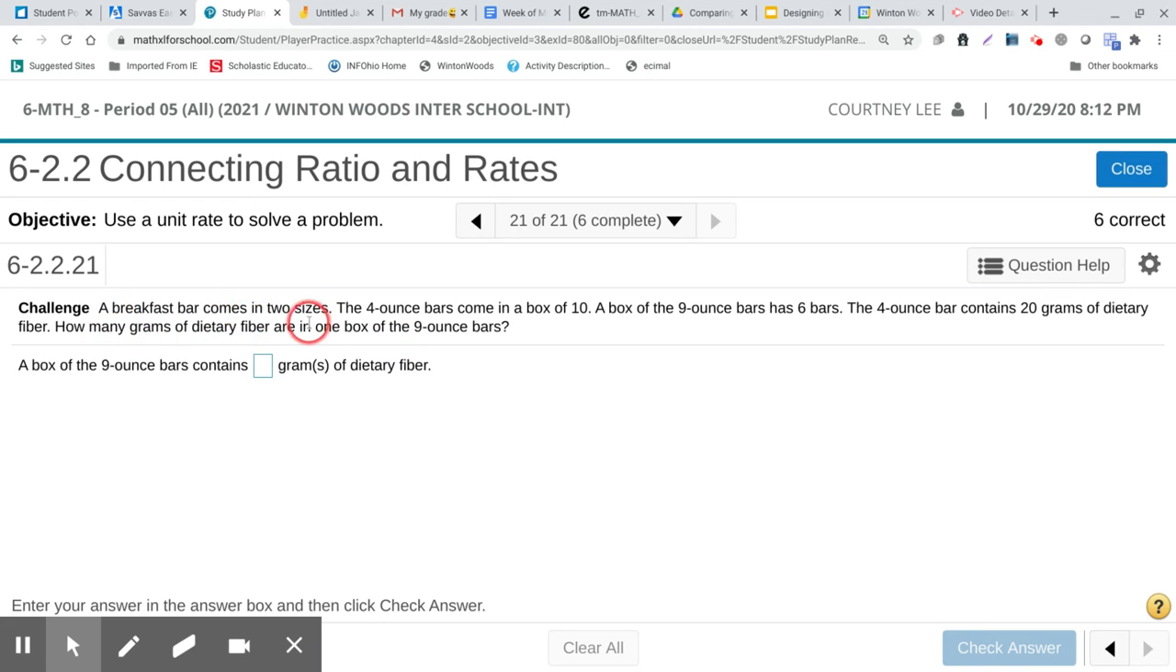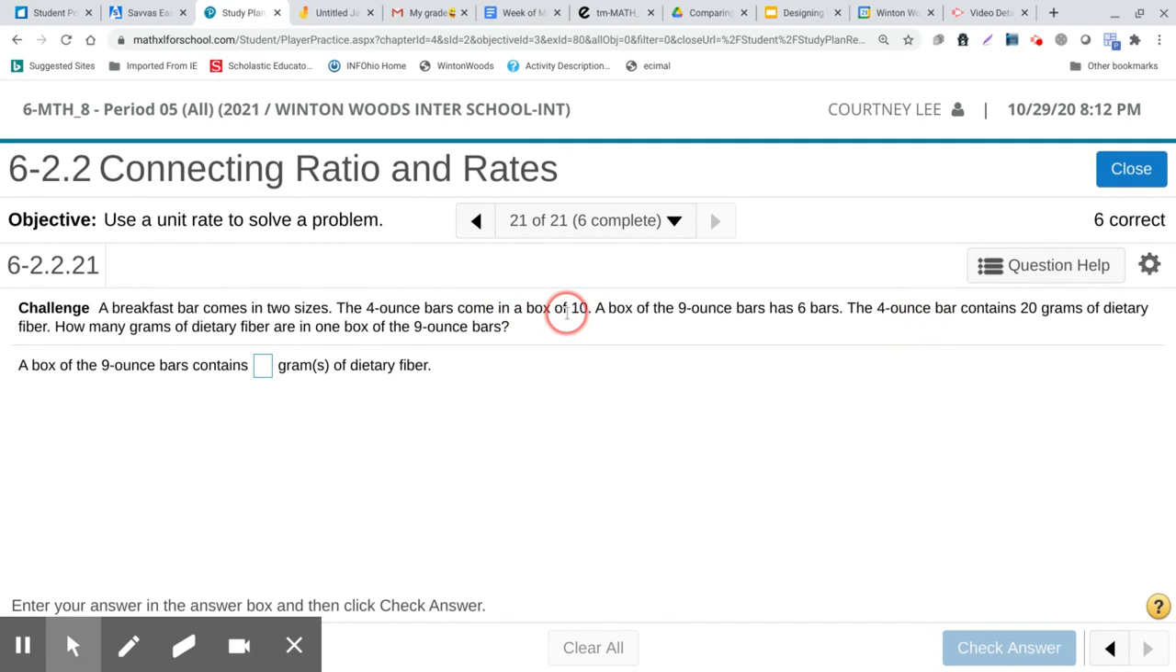Breakfast bar comes in 2 sizes. A 4-ounce bar comes in a box of 10. A 9-ounce bar comes in a box of 6. The 4-ounce bar contains 20 grams of dietary fiber. Oh, I understand now. Okay, so I have to use one proportion to figure out the other. So let me make sure I do what makes sense. So let's use the 4-ounce bar because we have both pieces of information for the 4-ounce bar.